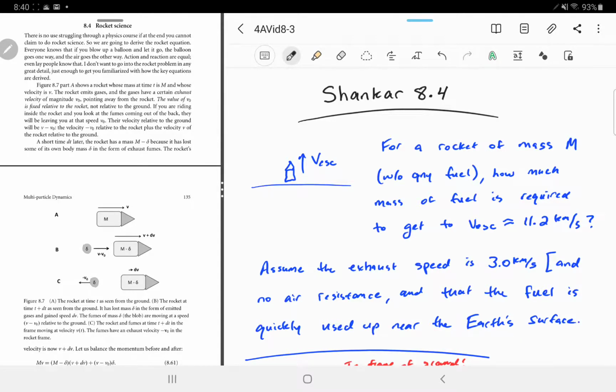The reason for that assumption is that the impulse, which is the integral of F dt, from the only external force acting on this rocket, the gravitational force, is negligibly small the faster that this happens. So the faster you use up the fuel and get to the escape velocity, the better.